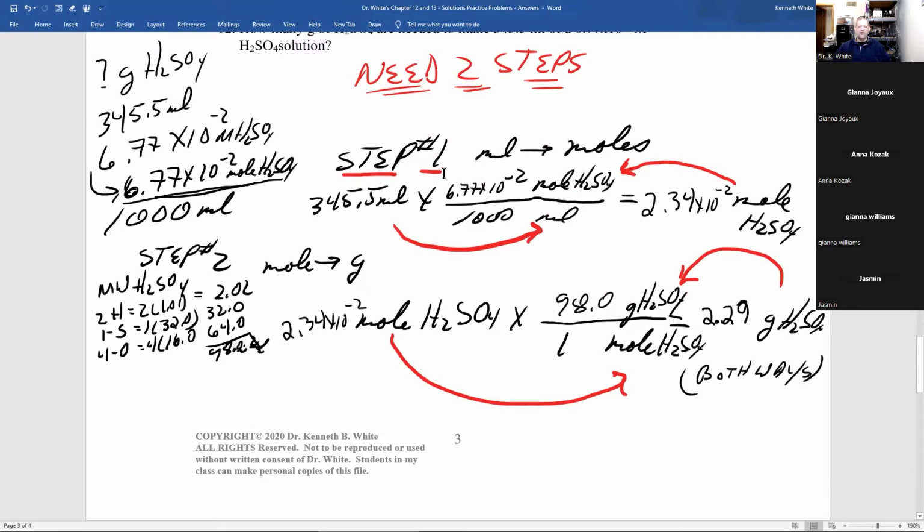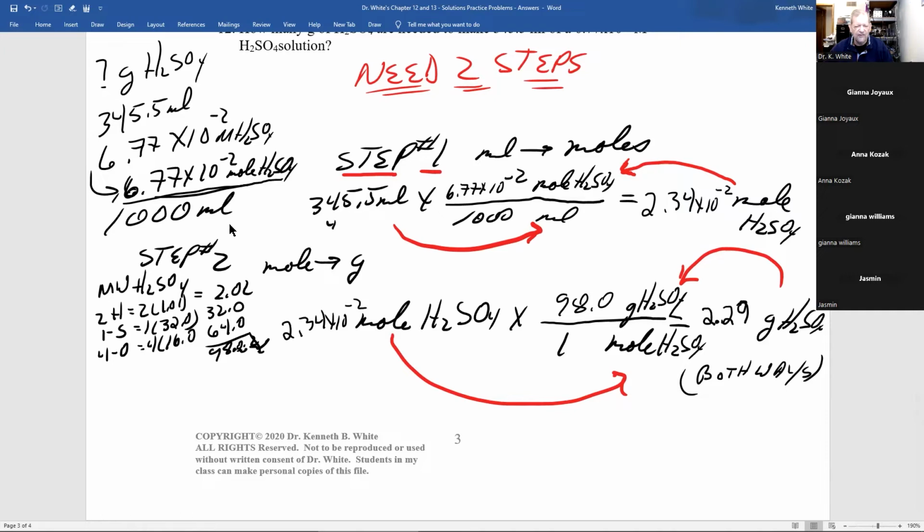But here, you go from milliliters to moles, the first step. Here, from milliliters, we're trying to get the moles of sulfuric acid. Use your good buddy, your good friend, unit analysis. Whatever you're trying to get to goes on top of a ratio. Whatever units you're trying to get rid of go underneath. And where do you get these numbers? From knowing this, the molarity means this. And therefore, there's 6.77 times 10 to the minus 2 moles of sulfuric acid per 1,000 milliliters.